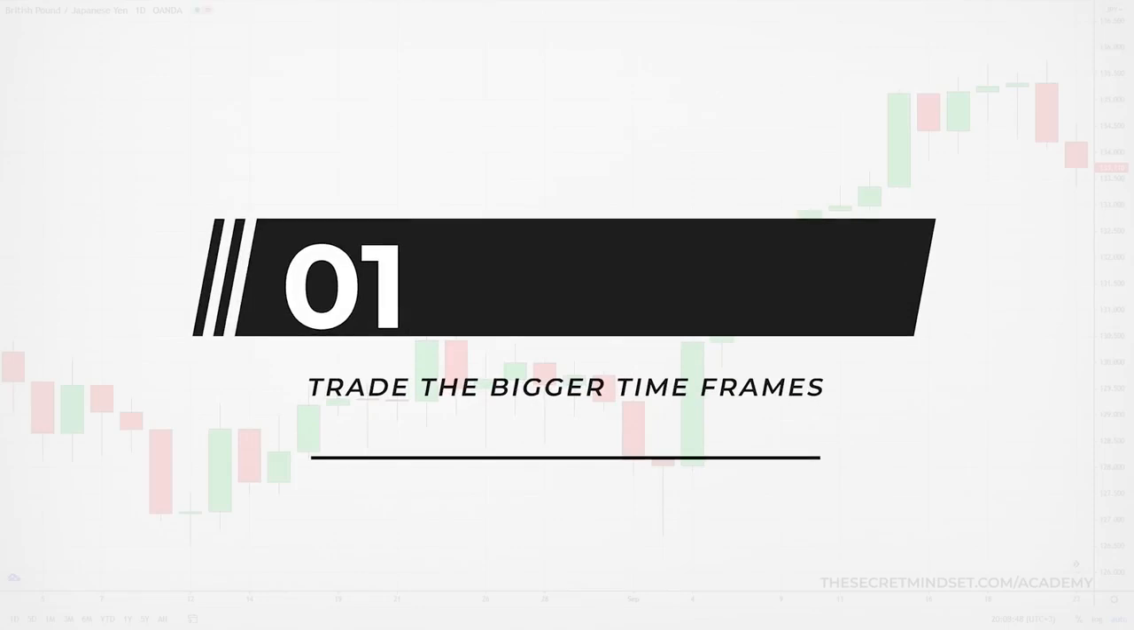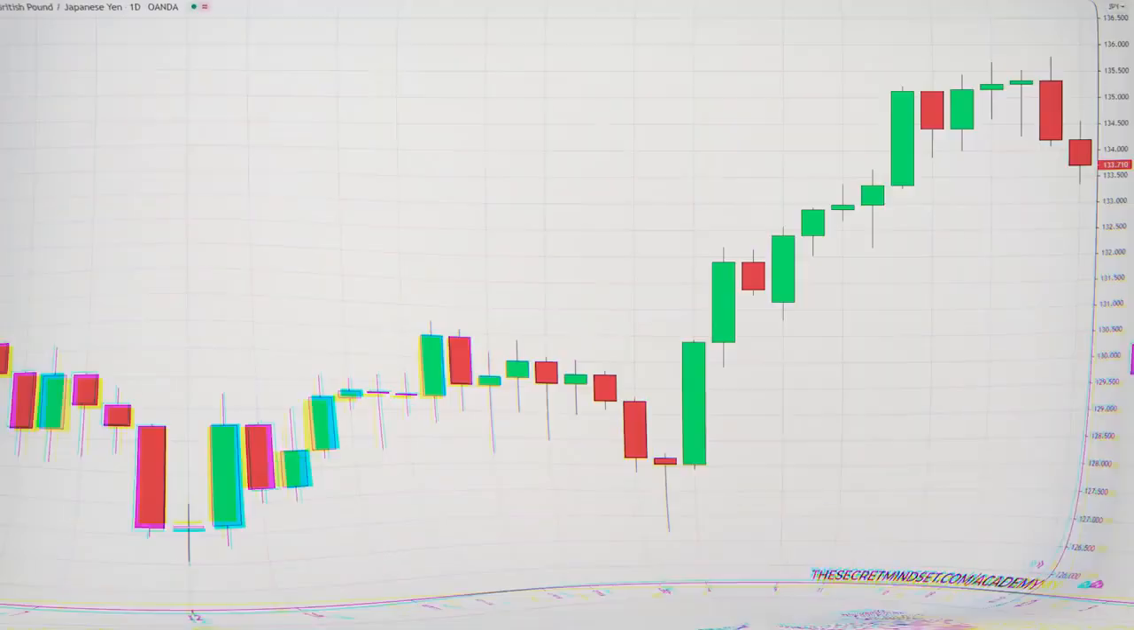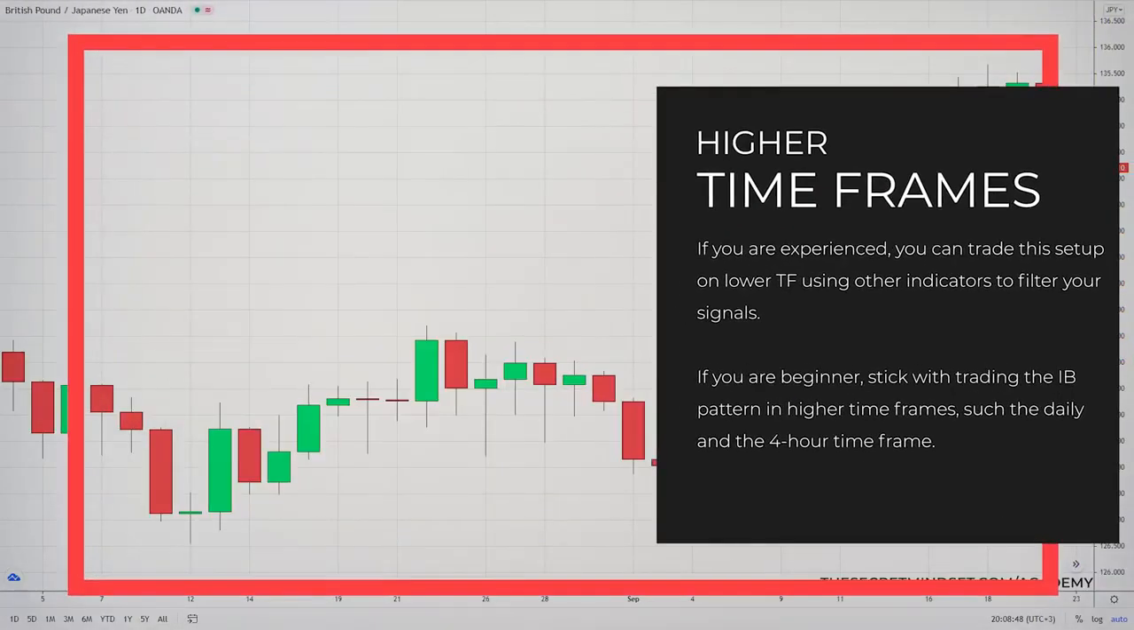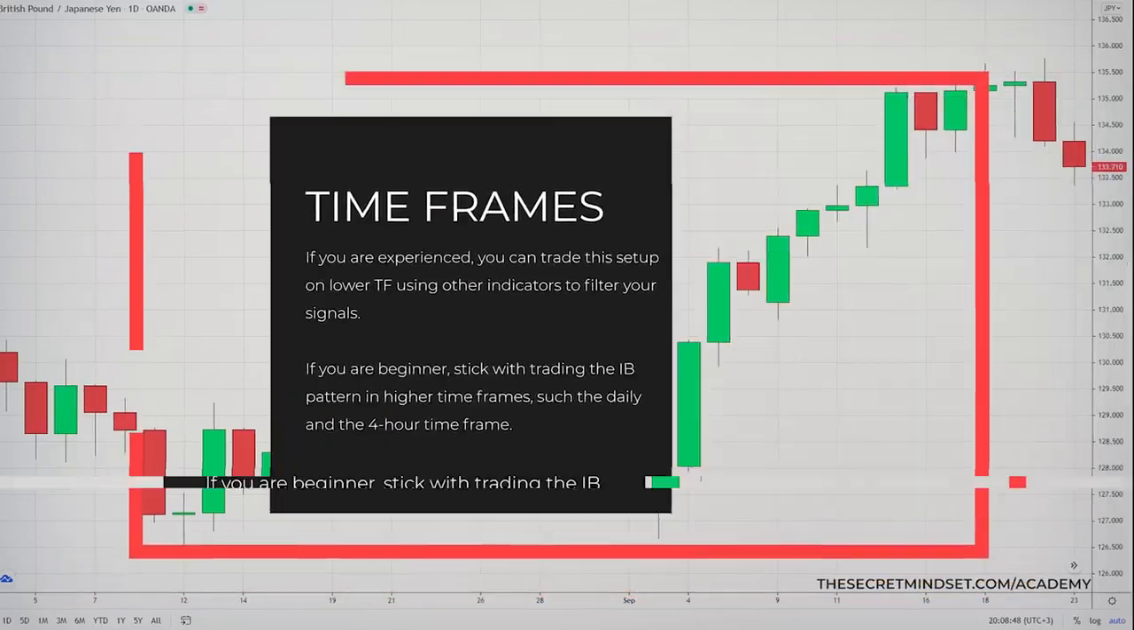Number 1 is trade the bigger time frames. I'm not against trading lower time frames. You can trade this setup on a 5-minute time frame, using other technical indicators to filter your signals. But you have to be an experienced trader. If you are a beginner, I recommend you stick with trading this signal in bigger time frames, such as the daily and the 4-hour time frame.